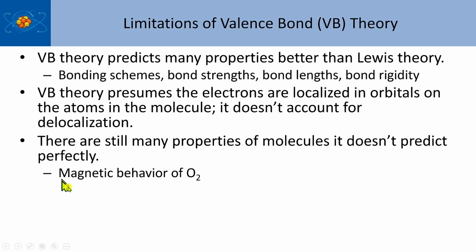It says here magnetic behavior of O2, because it turns out if you look at oxygen, oxygen can actually stick to a magnet. So liquid oxygen, when it's poured over a magnet, is attracted and sticks to the magnet. And again, valence bond theory doesn't do a very good job of explaining that. So then what has to happen is we have to move on and expand and look at another theory called molecular orbital theory.